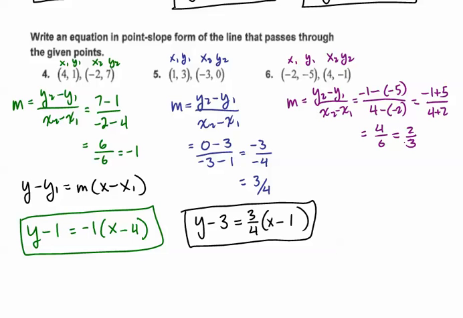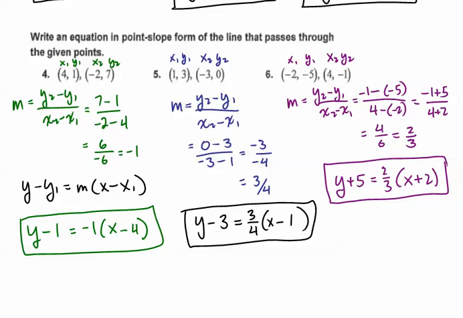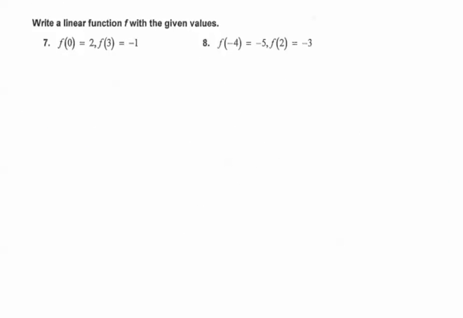Pick a point, any point. We'll use the first one. Y minus negative 5 is y plus 5 equals 2/3 times x minus negative 2, which is x plus 2, and that's our third equation in point-slope form. Okay, in examples 7 and 8, we have two function values. First thing that I'm going to do, translate them into points.